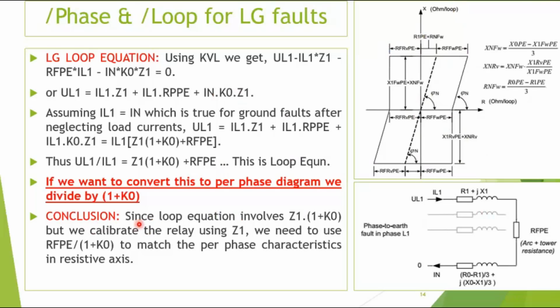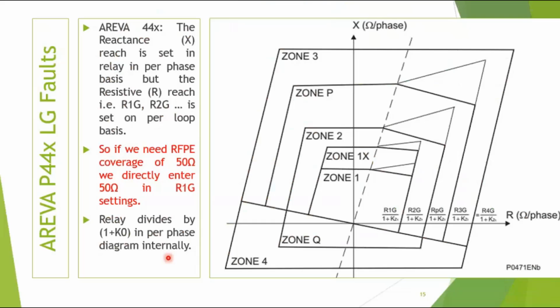Conclusion. Since the loop equation involves Z1 into 1 plus K0, but we calibrate the relay using Z1, we need to use RFP divided by 1 plus K0 to match the per phase characteristic in the resistive axis. Let us see an example, you will get it.